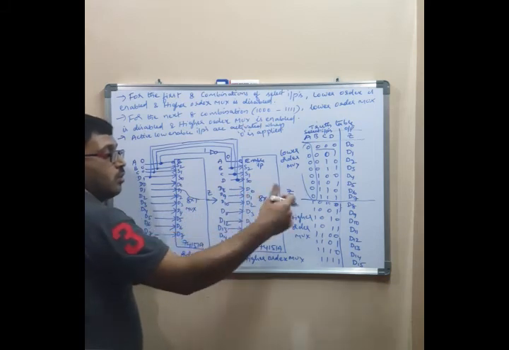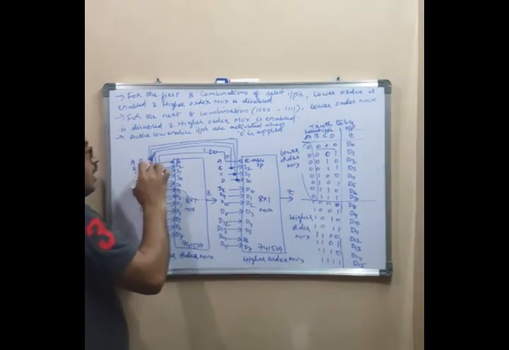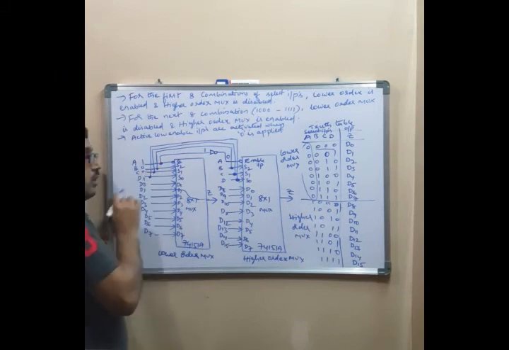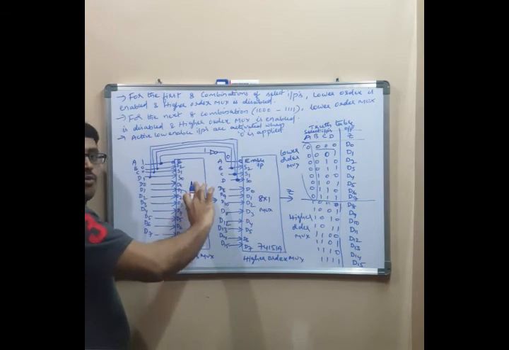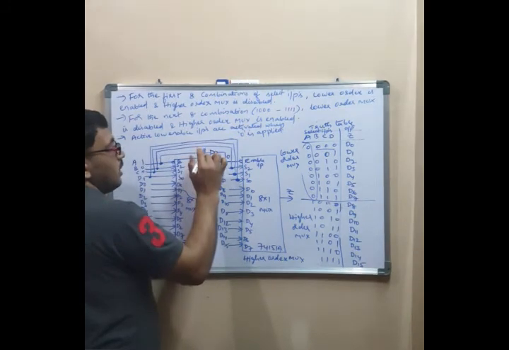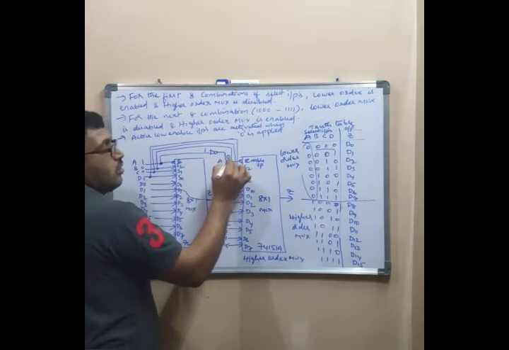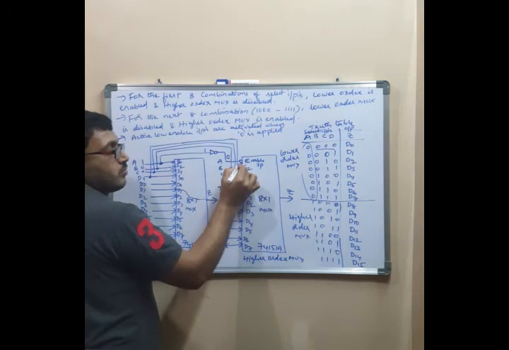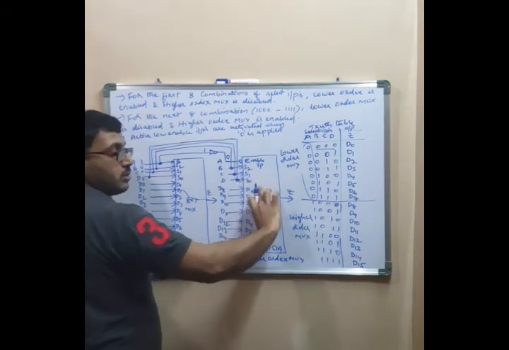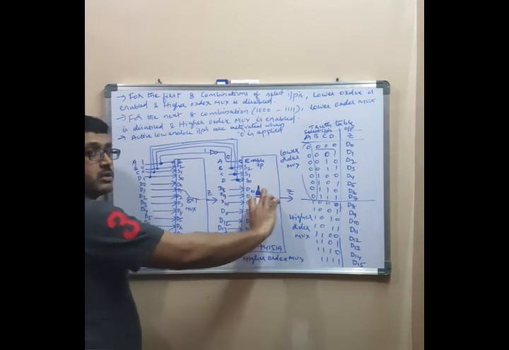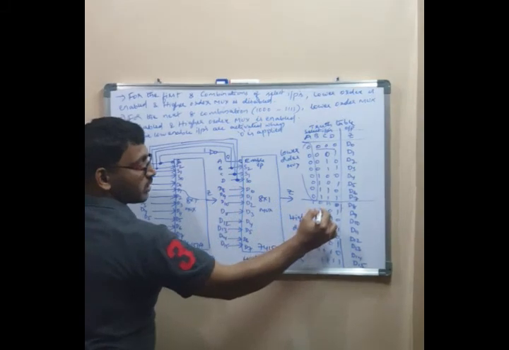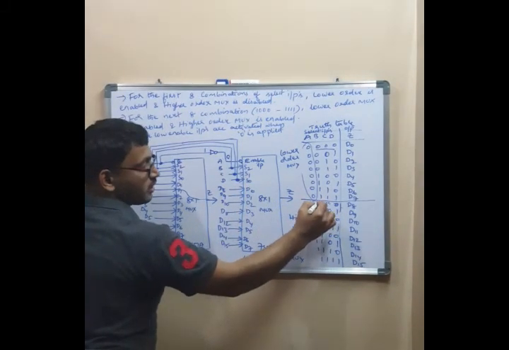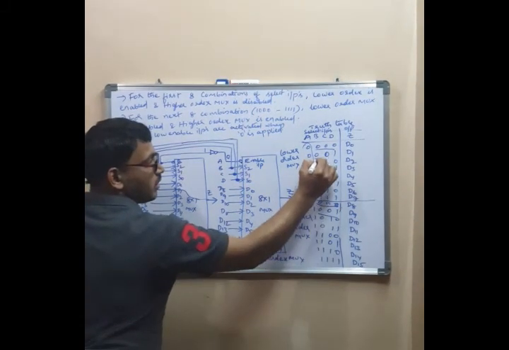Whenever for the next 8 combinations, this A will become 1, right? This is connected to enable input of lower order mux, so this will be inactive because it is an active low signal. And this is connected to inverter here, it will become 0. So this 0 activates this mux, right? When this mux is activated, this mux is inactive. So based on the combination of next 8 combinations, look, these 8 combinations repeat.